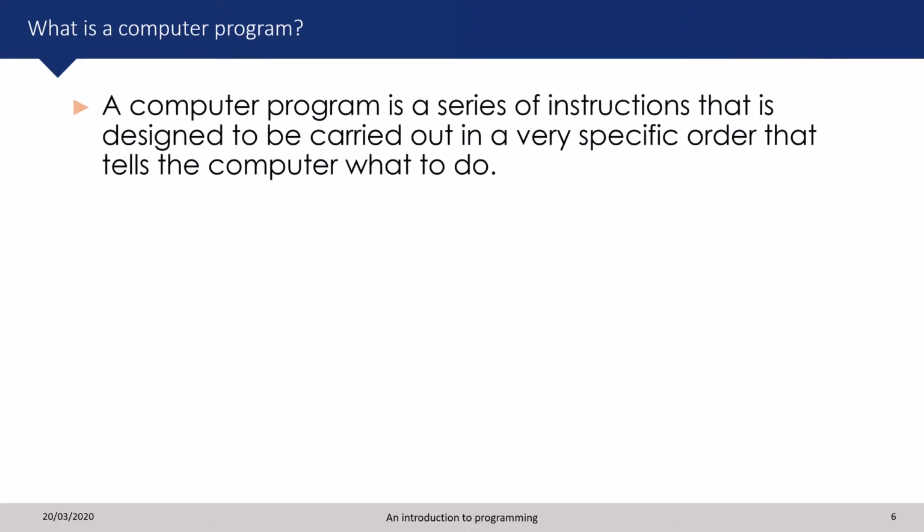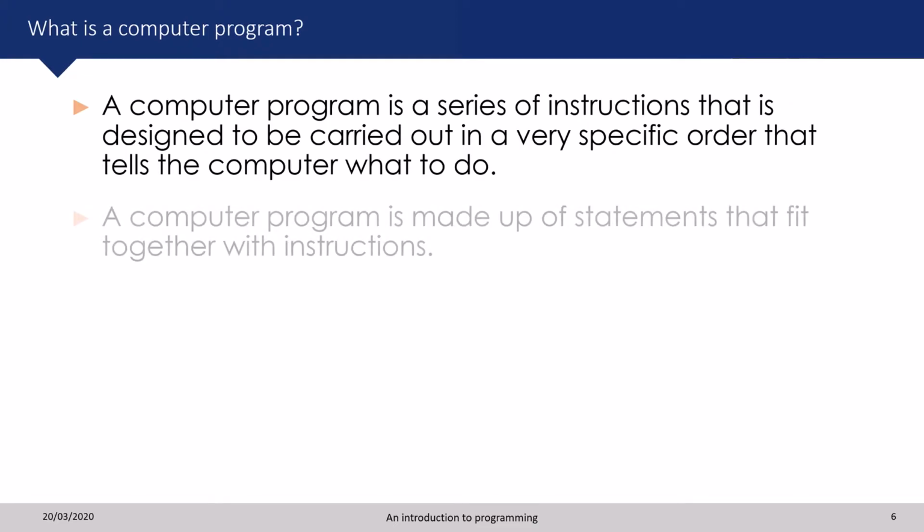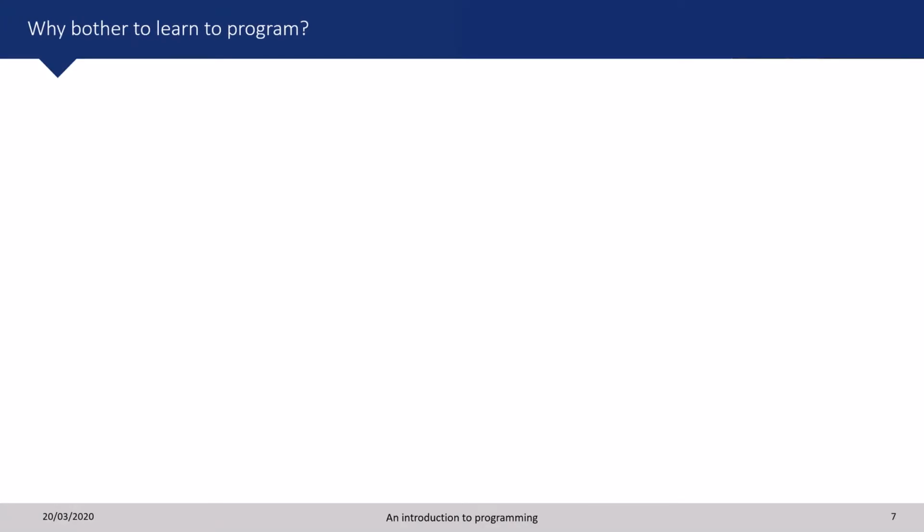So, the important thing is a series of instructions. That is an important thing about programs. They are in order. The computer needs to know exactly what to do in what order. A computer program is made up of statements that fit together with these instructions.